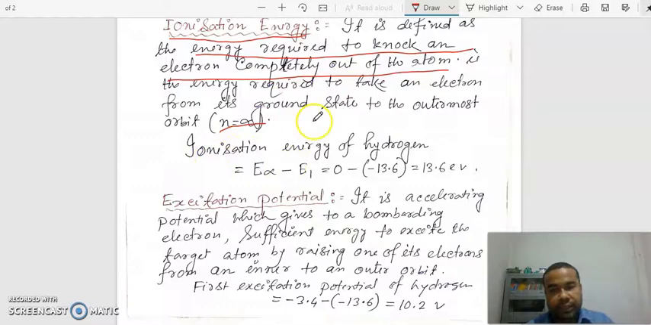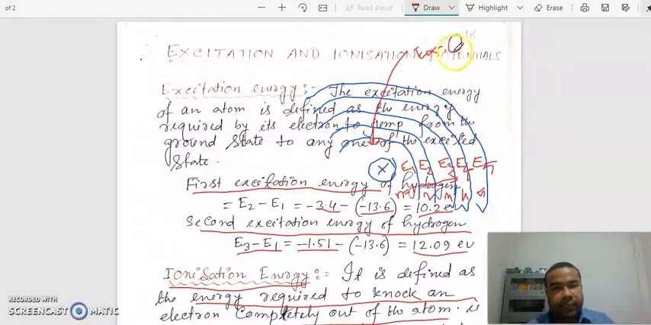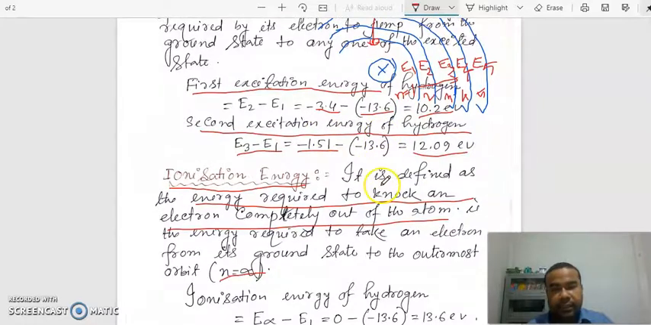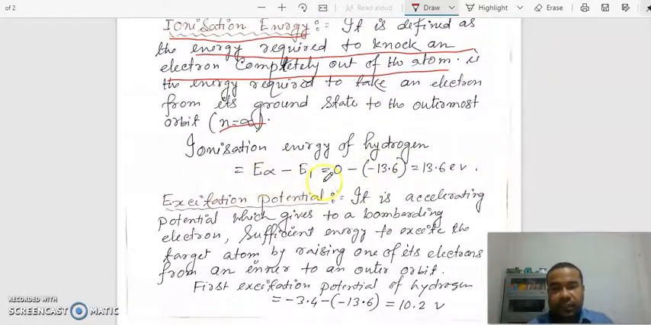The energy in the infinite state is 0 and the ground state is minus 13.6 electron volt. Simply take the difference. The difference will be 13.6 electron volt. So the ionization energy of hydrogen is 13.6 electron volt. This is a fixed value.